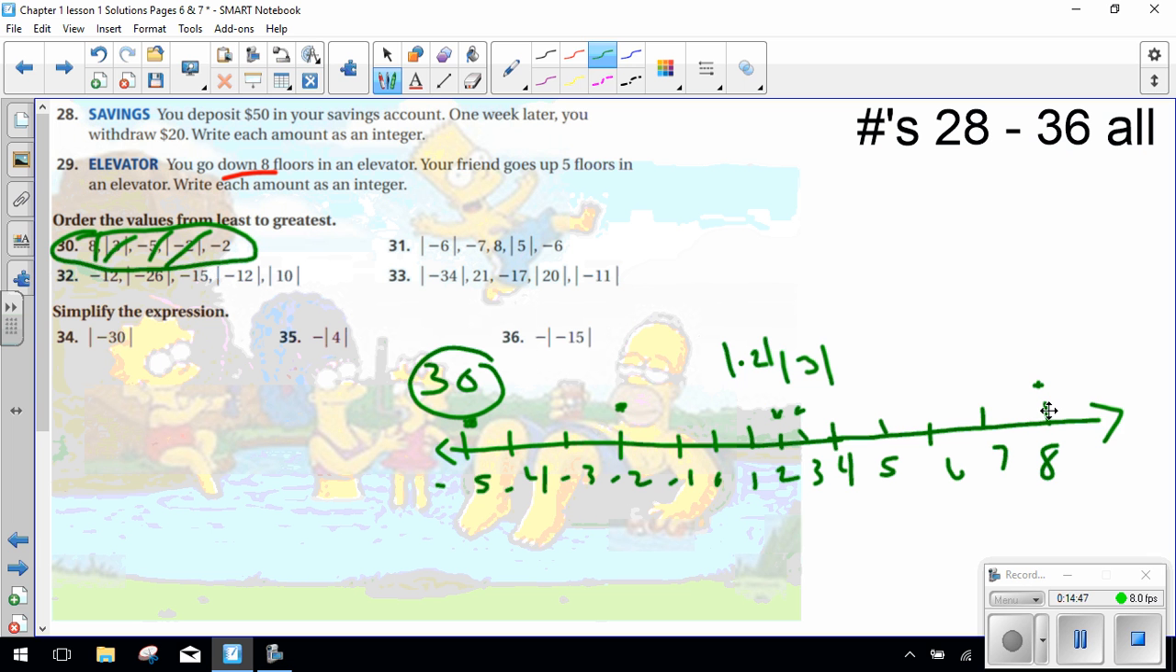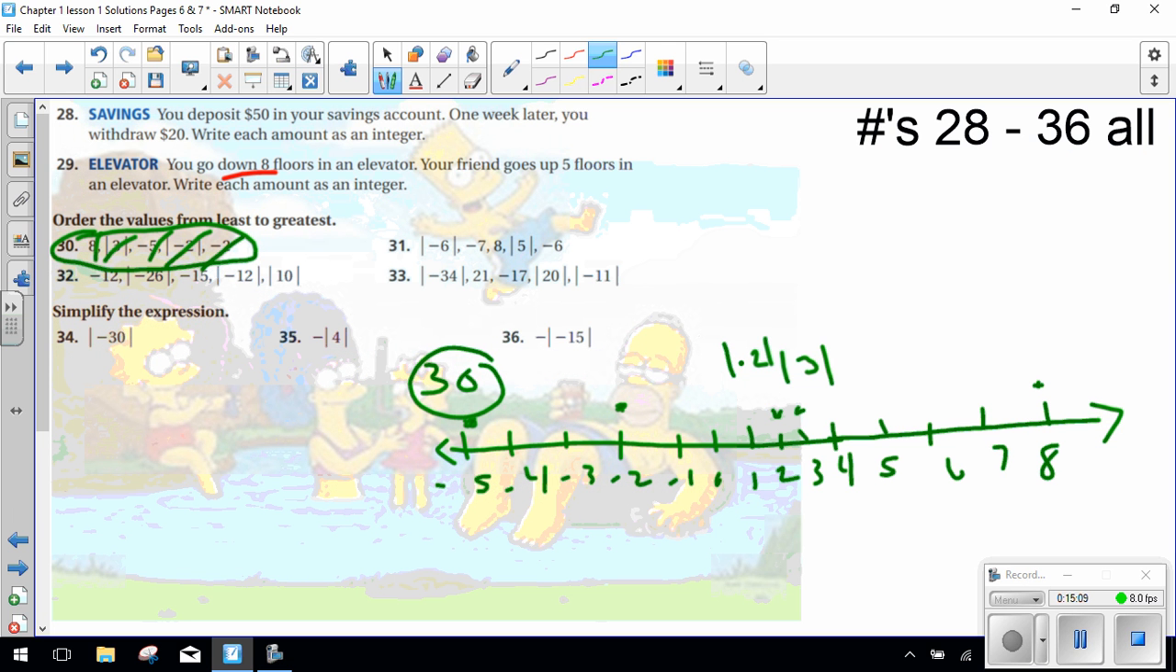Anytime I'm moving towards the right, I'm getting bigger. And if you look at it the opposite way, if I'm at 8 and I start going left, I'm getting smaller and smaller and smaller, and smaller yet, and even smaller, and the more I go down, the smaller the numbers to the left are getting. Okay, so let's cross out this 2.